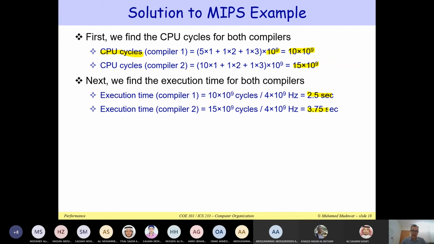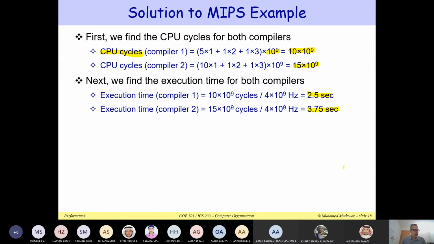Okay, so remember that this is the program that was translated by compiler 2. It took 3.75 seconds to execute, whereas the program that was translated by compiler 1 took 2.5 seconds to execute. So now the question is, which is doing better, compiler 1 or compiler 2? It's the same program in a high-level programming language. It's the compiler which is translating it differently.